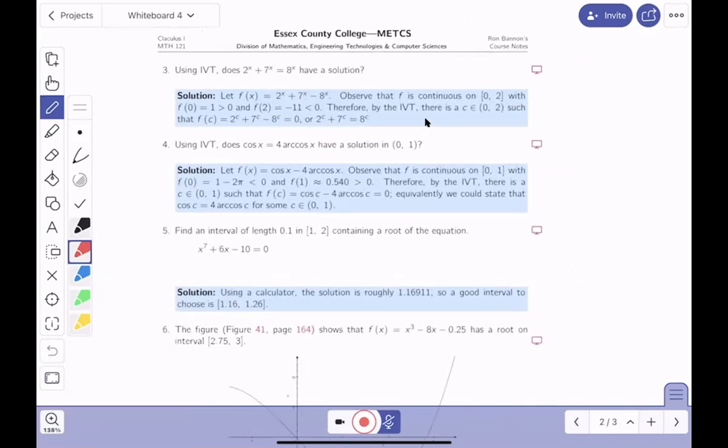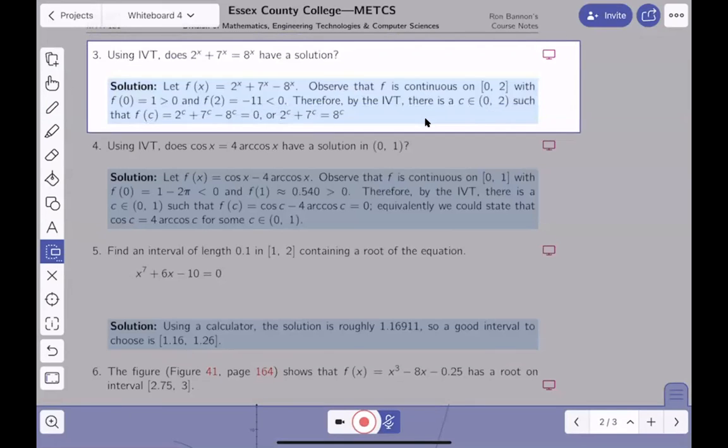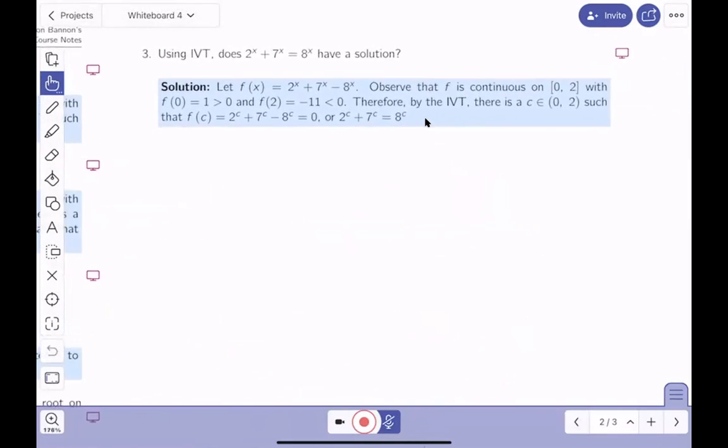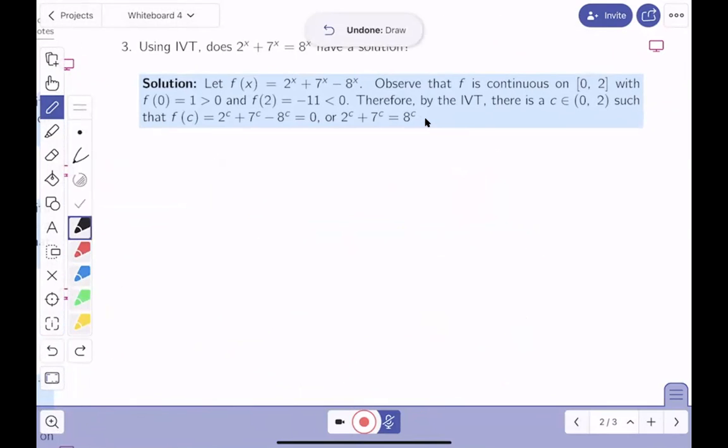All right, let's look at number 3. Now, this is a problem where, again, there's a variety of ways of doing it. I tend to go for rewriting these things so they're functions. Now someone says, why do you do that? Well, because it makes it more familiar with the intermediate value theorem. So let me go through that step for you. So 2 to the x plus 7 to the x equals 8 to the x. Well, I would solve for 0.